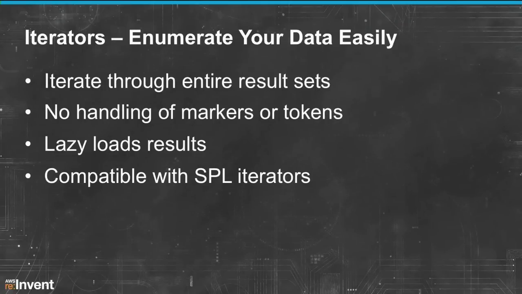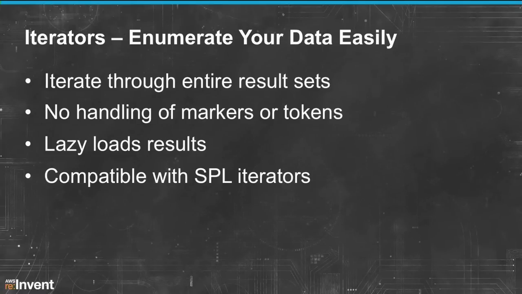So we have this iterator function, and the iterator objects that you can get from the SDK allow you to iterate through an entire result set, regardless of the limitations of how many you can get back from a particular API. The iterator will take care of handling those markers or tokens. However the service does pagination, the iterator will take care of that for you under the hood. You don't have to actually know how to do the pagination.